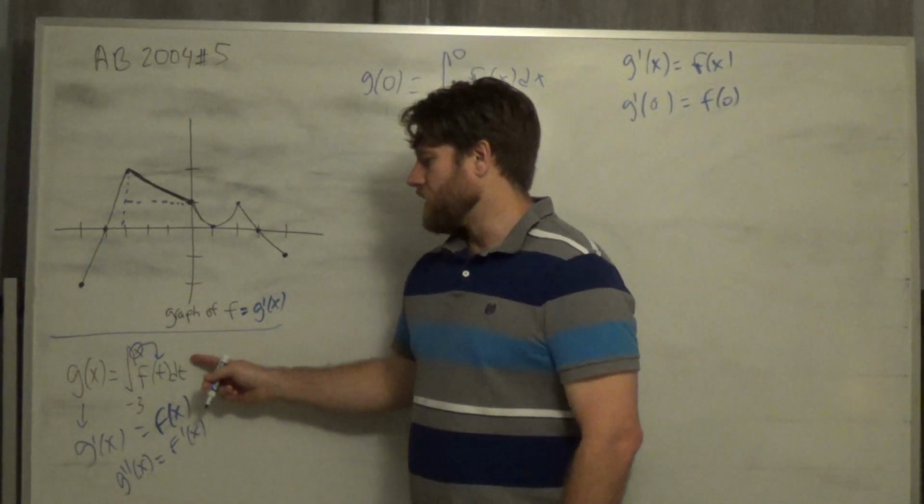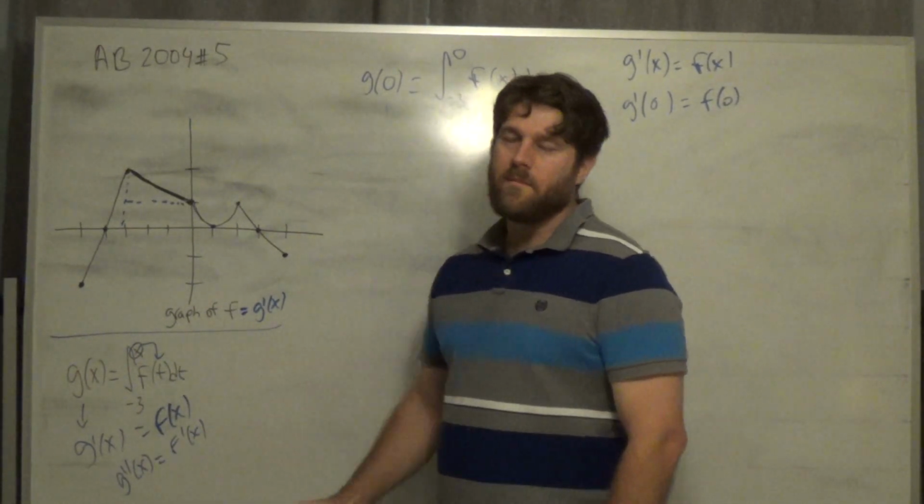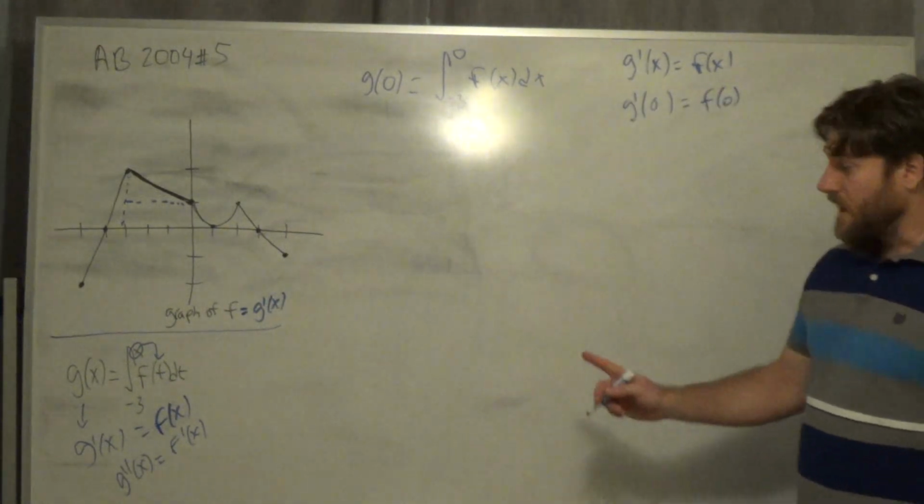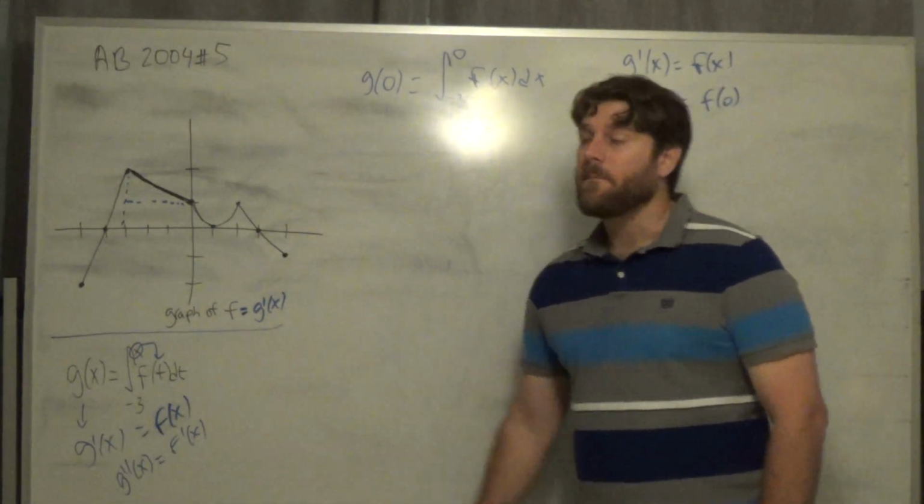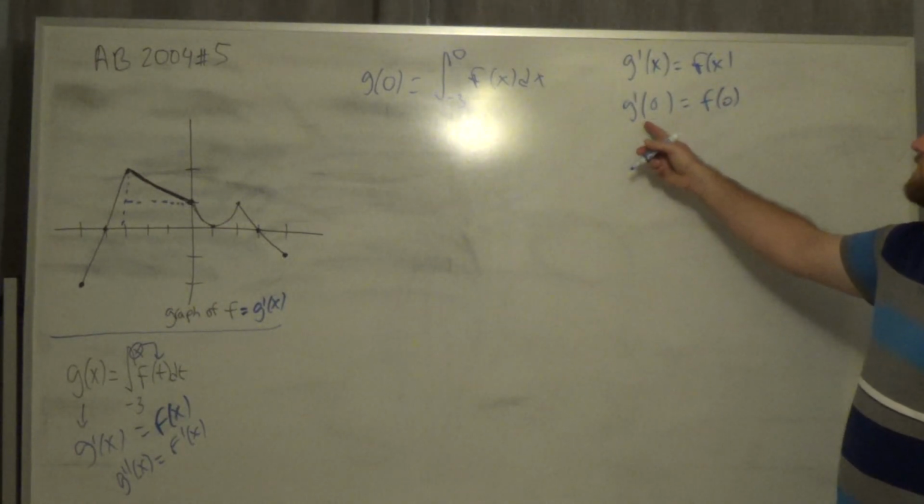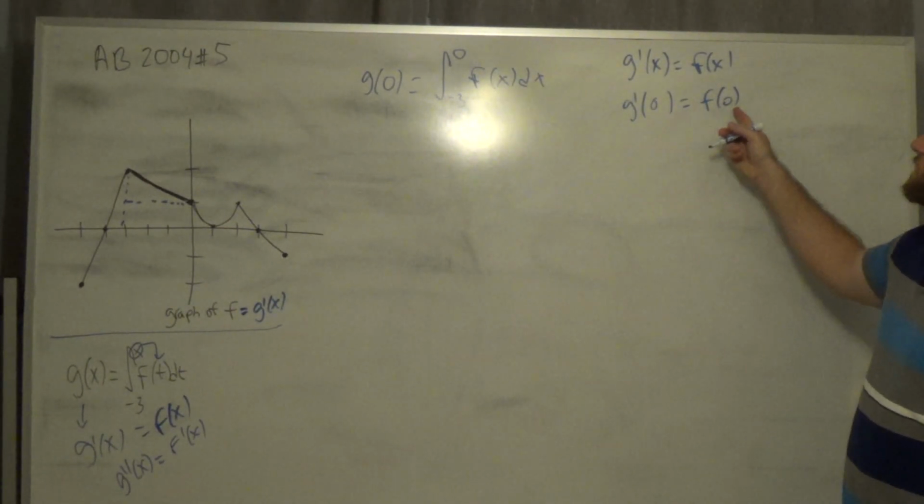Now you have all the information: g of x, g prime x, g double prime x. All right, anyways, that could be very important on a question. Okay, so we want to know what is g prime 0. G prime 0 is simply f of 0.